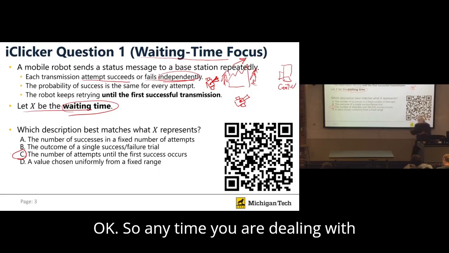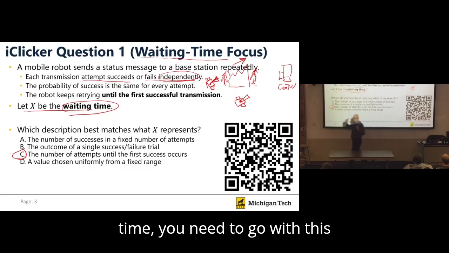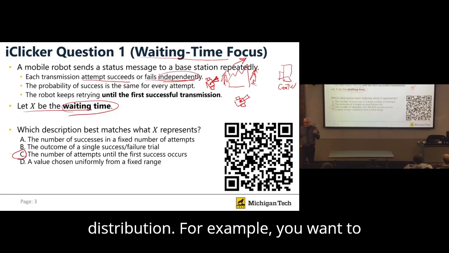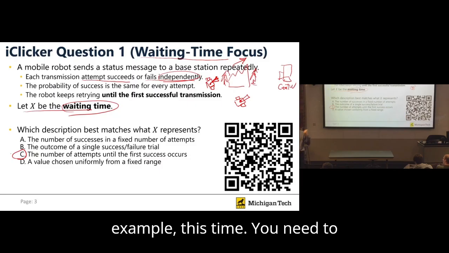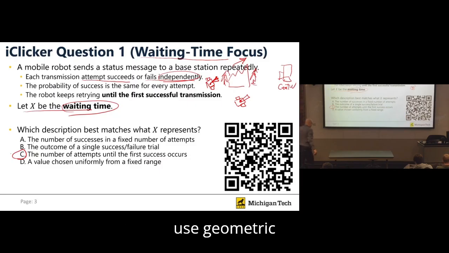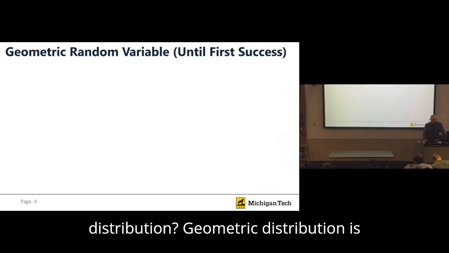OK, so anytime you are dealing with time, you need to go with this distribution. For example, you want to see the probability of staying in a queue. This time, you need to use the geometric distribution. OK, what is the geometric distribution?